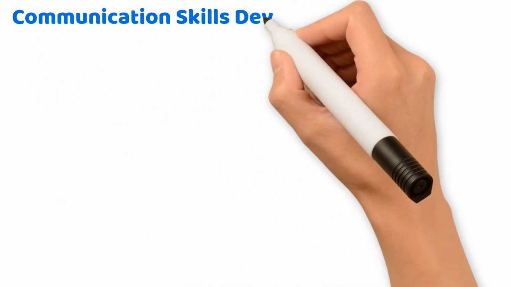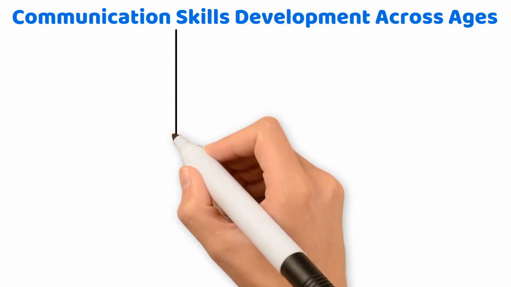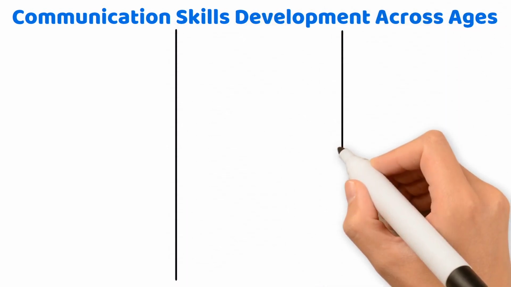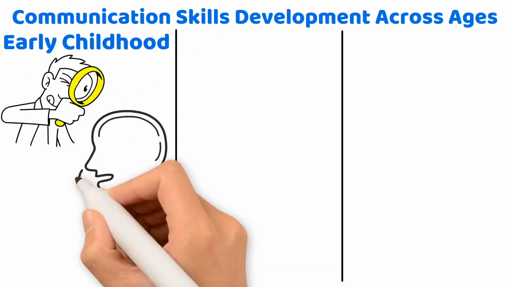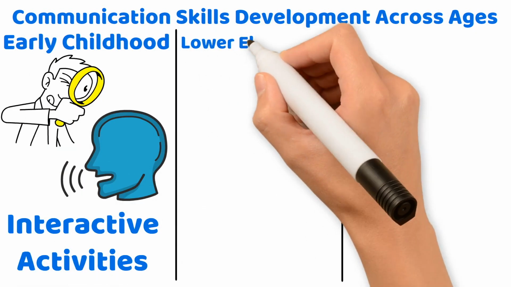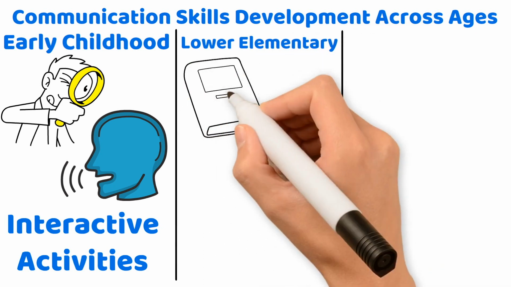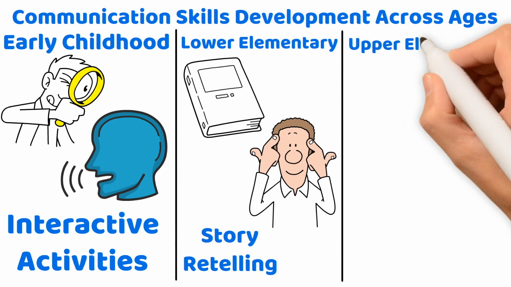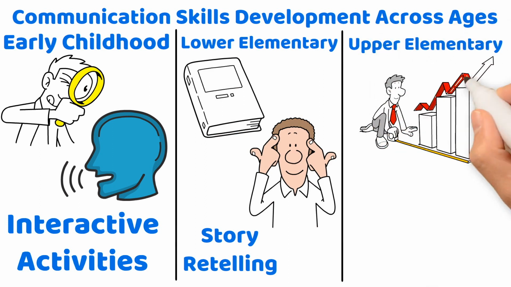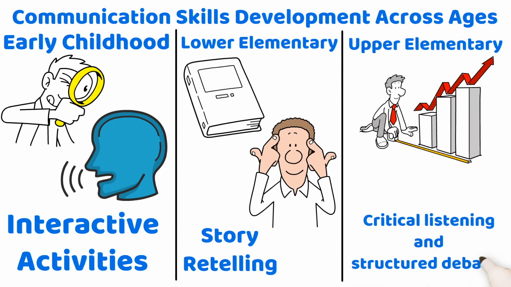Communication skills development across ages. Developing communication skills involves age-appropriate strategies. Early childhood: focus on foundational listening and speaking through interactive activities. Lower elementary: expand vocabulary and sentence structure understanding through story retelling. Upper elementary: refine advanced skills with activities like critical listening and structured debates.